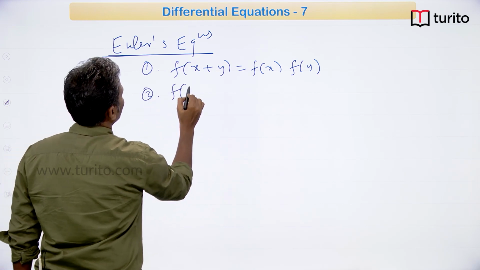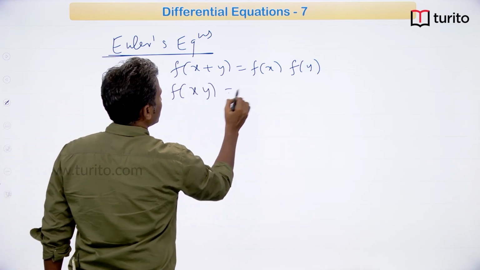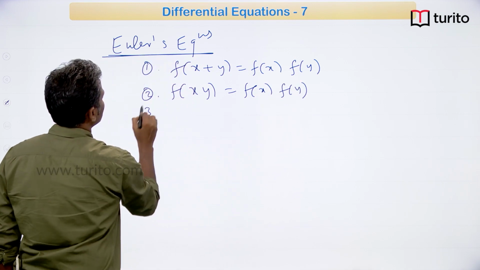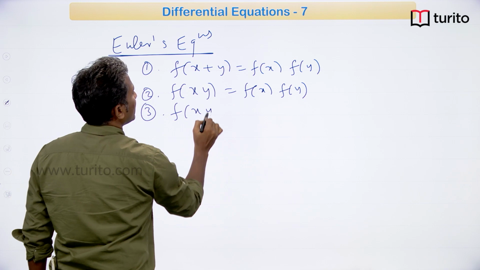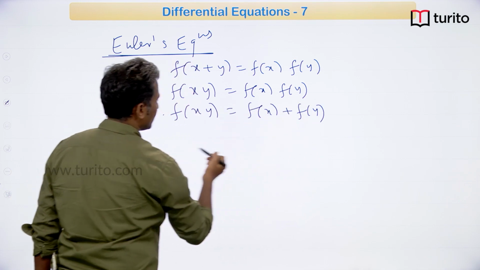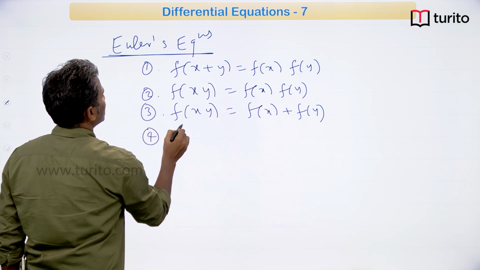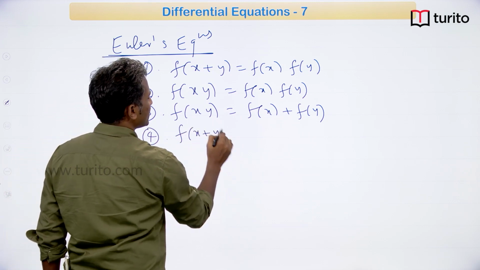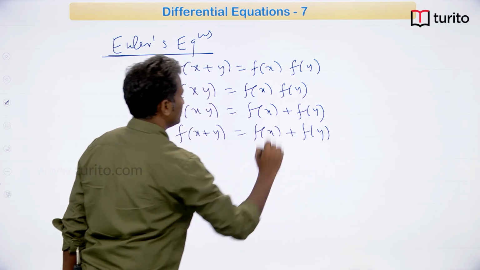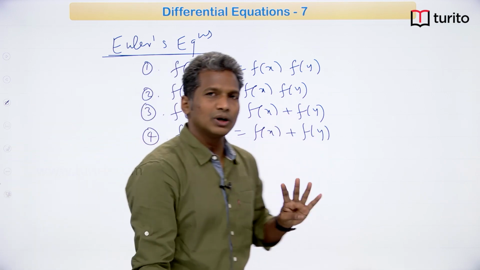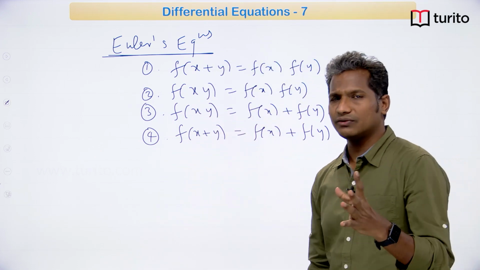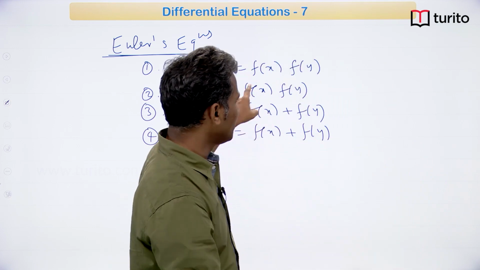Second, f of xy equal to f of x into f of y. Third, f of xy equal to f of x plus f of y. And fourth, f of x plus y is equal to f of x plus f of y. Okay. These 4 are called as the Euler's equations. These are pretty standard equations. You can guess the function by looking at the pattern.